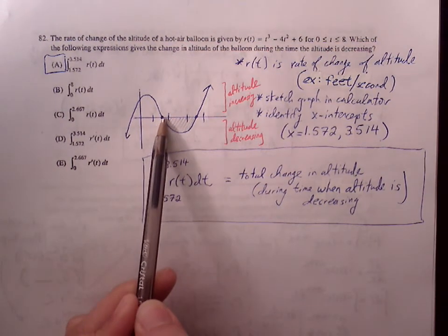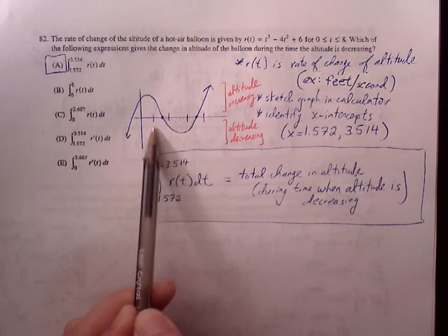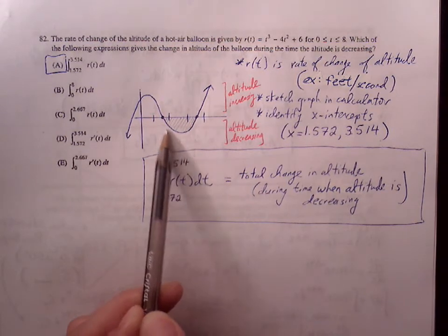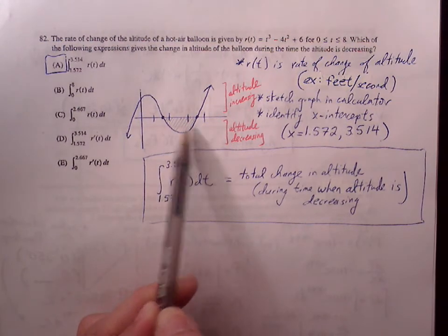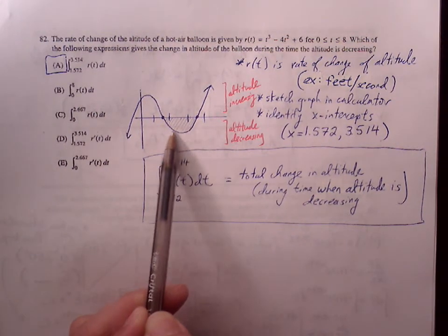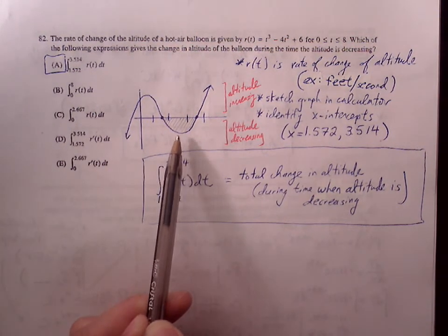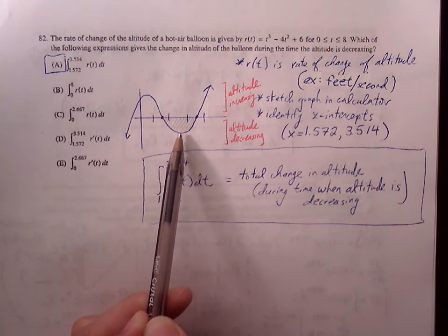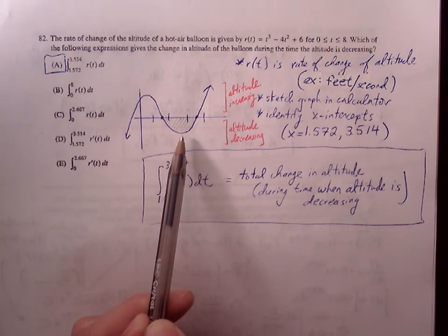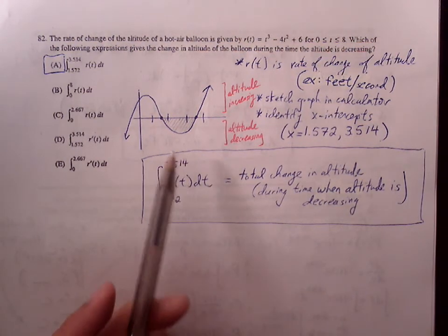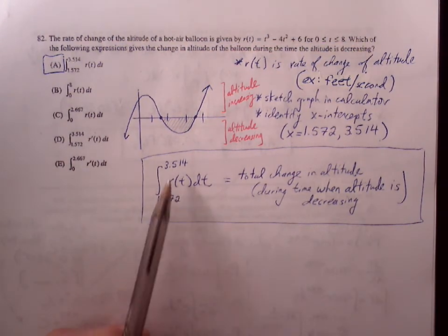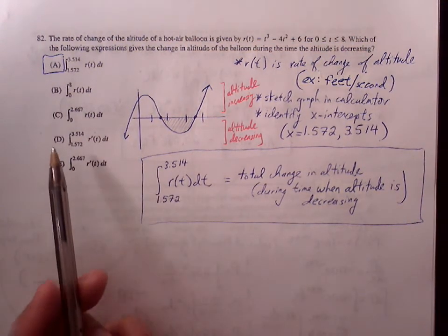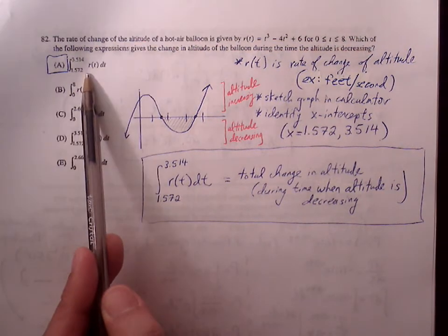So we know that this entire time the hot air balloon is going to be decreasing in altitude. If you accumulate all those rates of change, we have a value that represents the total altitude that the balloon drops, whether it's in feet or meters. So the accumulation of R of t from 1.57 to 3.514 will get us that value.